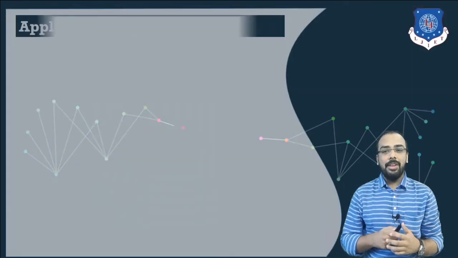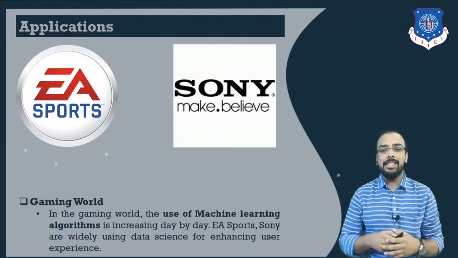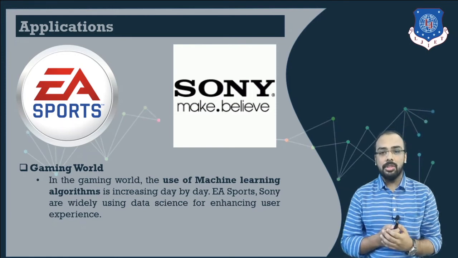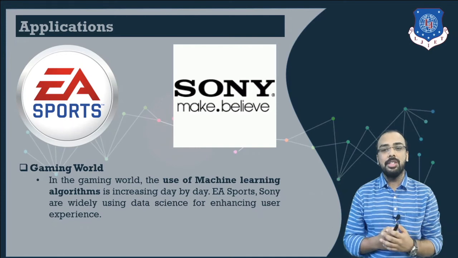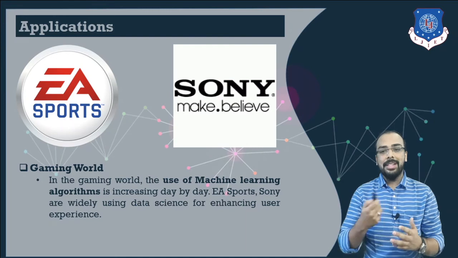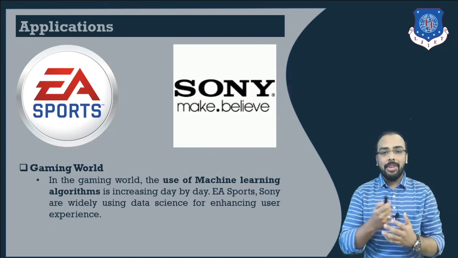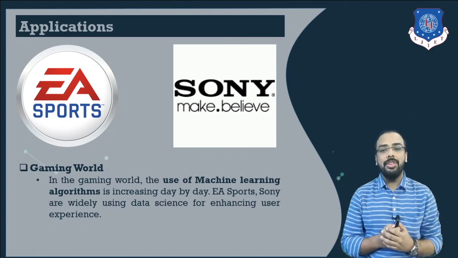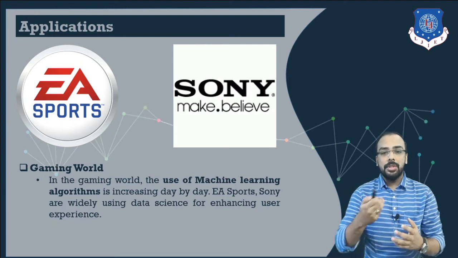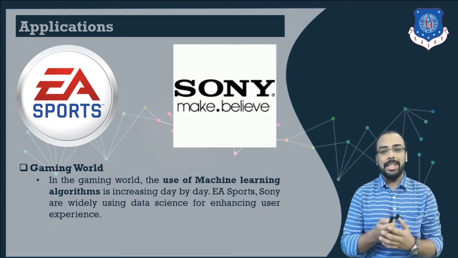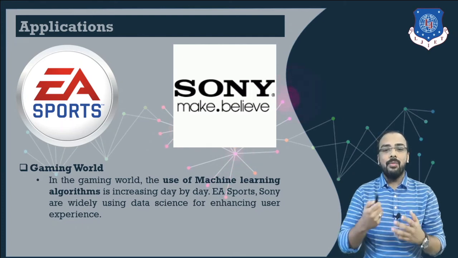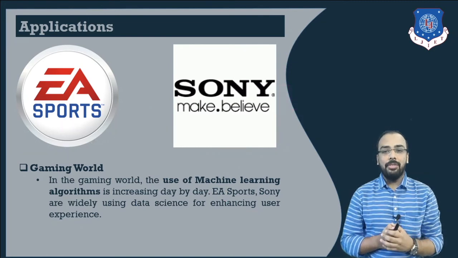The next application of data science is gaming. As we know, in today's world we play lots of games. Some of the famous companies are EA Sports and Sony Entertainment. What are these companies doing? They are using machine learning algorithms on the backend. Why? They want to efficiently utilize the end user's performance, or improve it. So they have to use data science and machine learning techniques in order to understand what approach is required for a particular strategy.